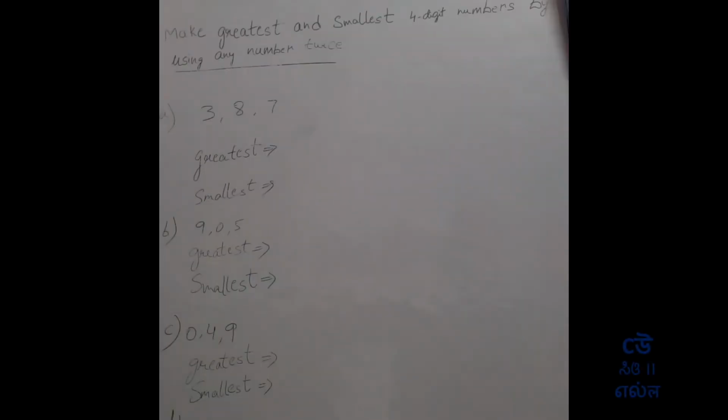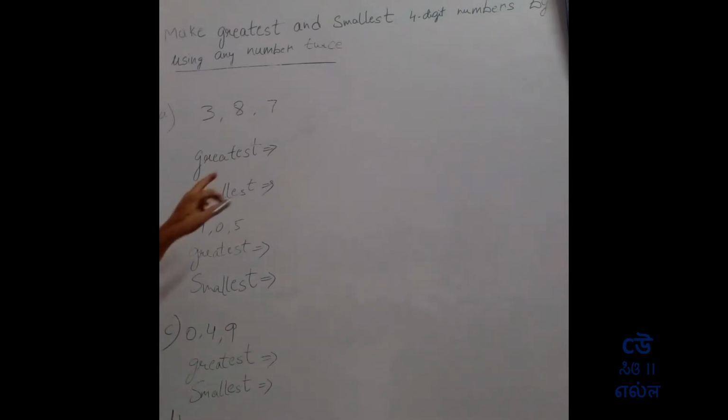Okay children, in the previous class you all learned how to find the greatest and smallest 4-digit numbers without repetition of numbers. This is a new topic, with repetition of numbers. The heading given in your textbook is to make the greatest and smallest 4-digit numbers by using any number twice. The first problem we will take is 387.